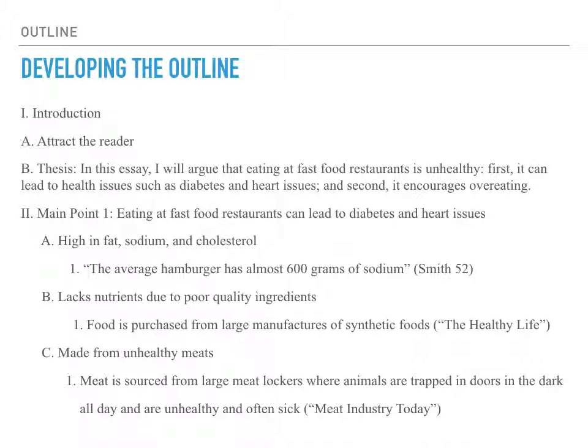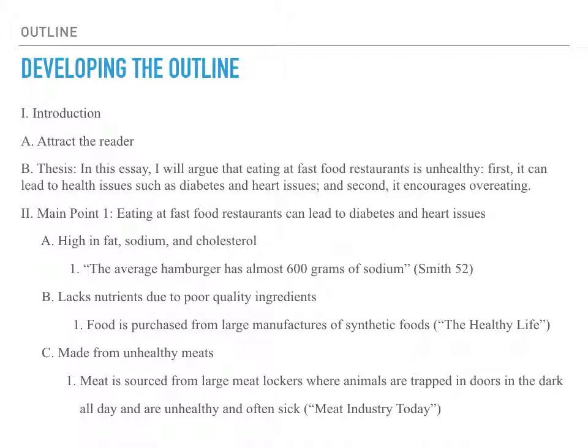Under my main point, I have several subpoints. I have 3 subpoints. My first subpoint is that it's high in fat, sodium, and cholesterol. Notice how each A, B, and C are all supporting my main idea that it can lead to diabetes and heart issues, that it can lead to health issues overall because it's high in fat, sodium, and cholesterol.